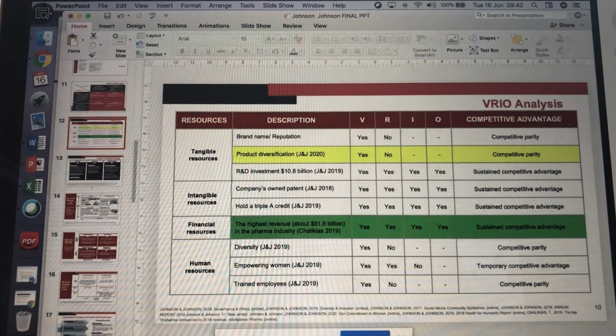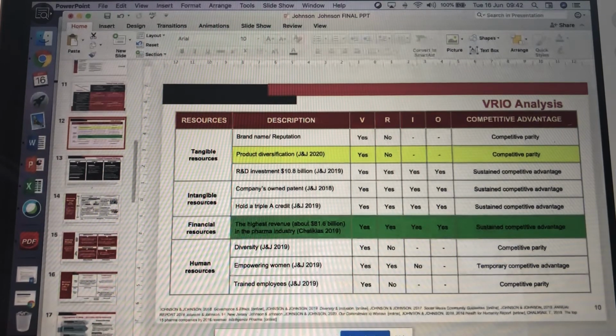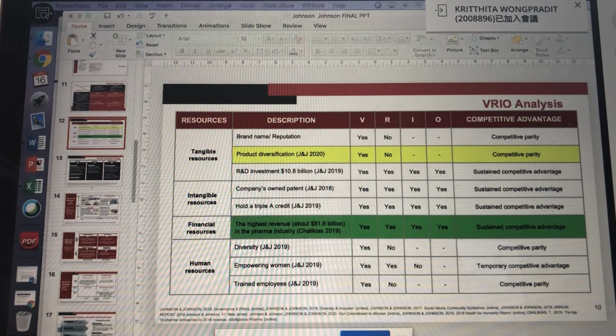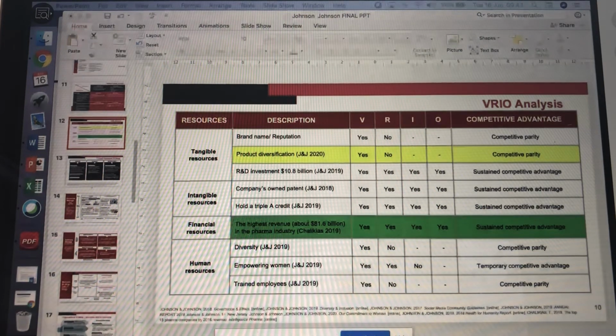With this product, the product diversification, maybe you would have to maintain that. You have to have a selection of products, otherwise you're not competitive, okay? That's a challenge. Or if you have the green one, sustainable competitive advantage, that would be blue ocean. That means nobody has it, it's very rare, you don't have a competition, things like that. That's actually your crown jewels, okay?